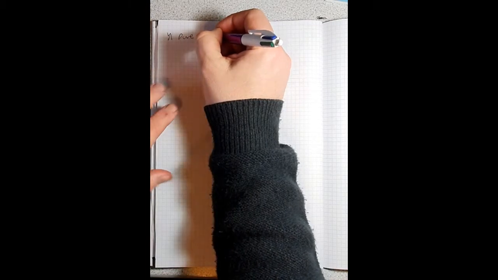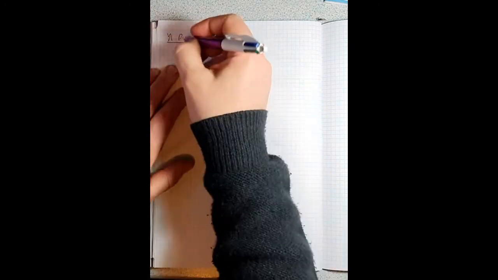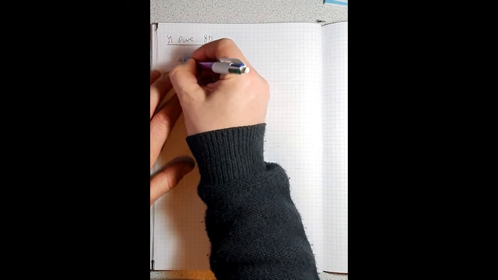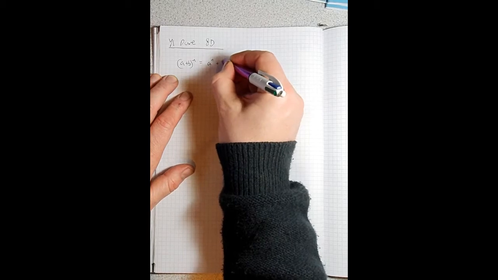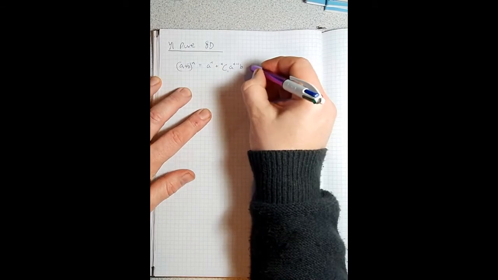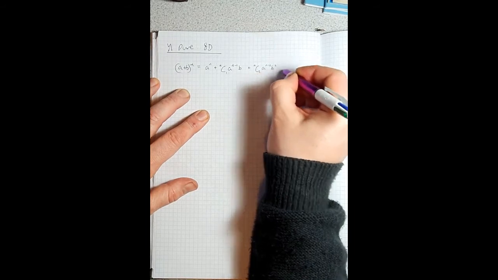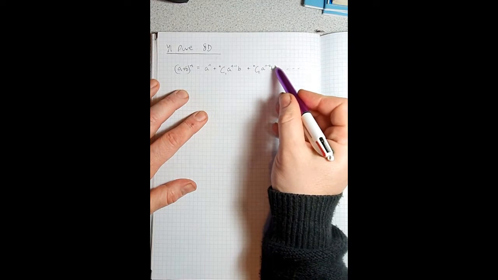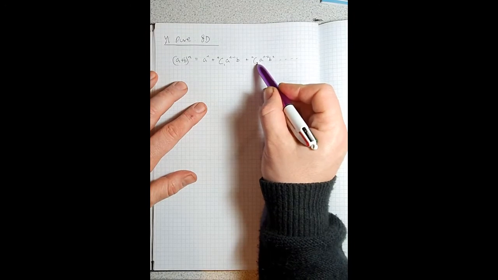Yeah, so this is where we need to be a bit cleverer and pick out specific terms. Now, we know that (a + b)^n is a^n + nC1 a^(n-1) b, etc. We're given this, and the thing to notice is that the power of b is always the same as this term down here.